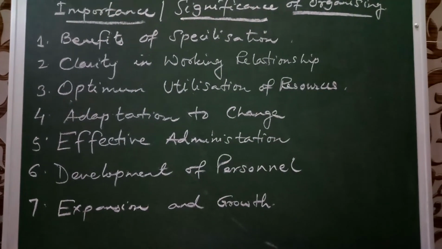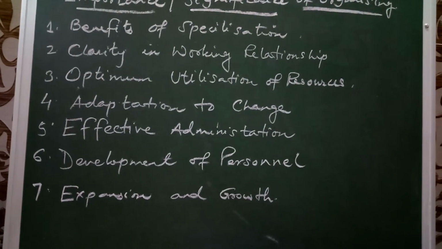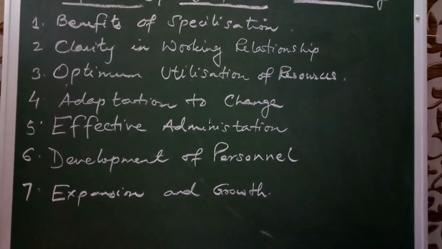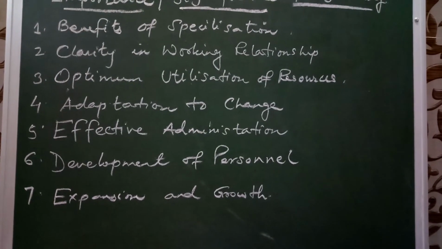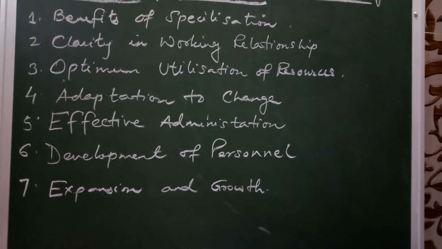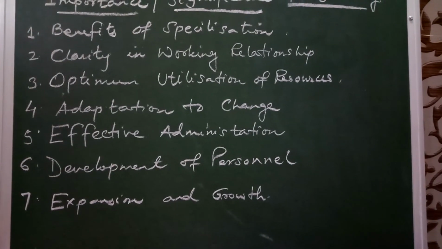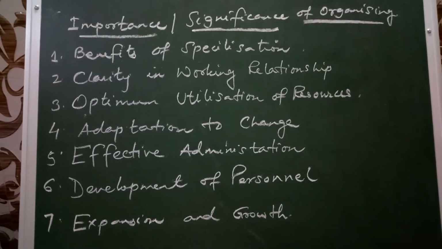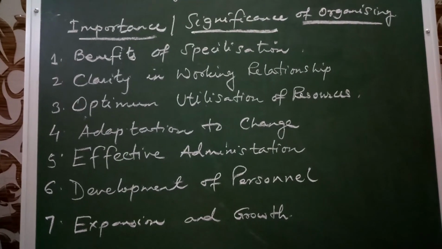Next, sixth point is development of the personnel. Personnel here means workers. The workers are developed. The managers have got a chance to develop. This development is because of the process of delegation. A new word, delegation. Delegation means the sharing of power. When a manager gives his work to the subordinate, this is called delegation. We can define delegation as the downward transfer of authority from the superior to the subordinate.